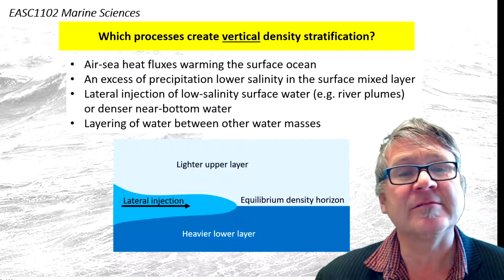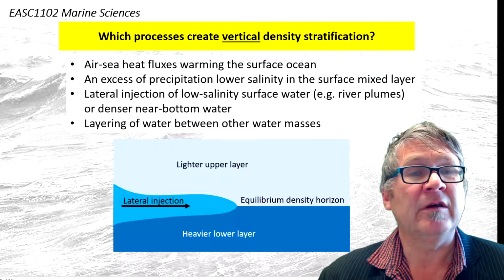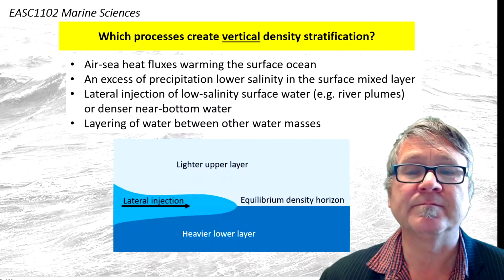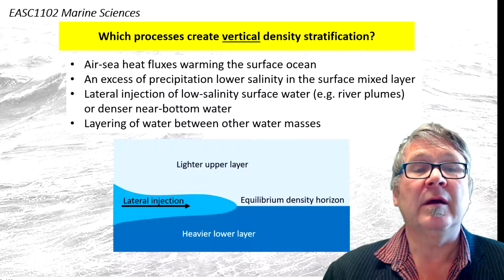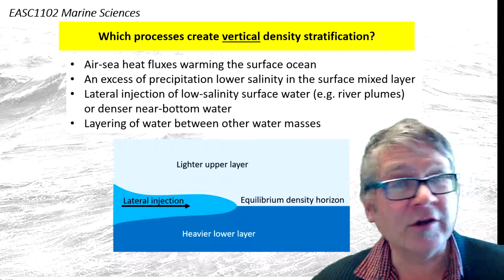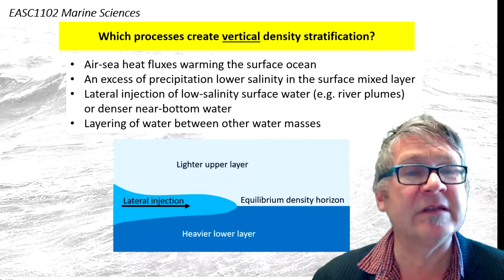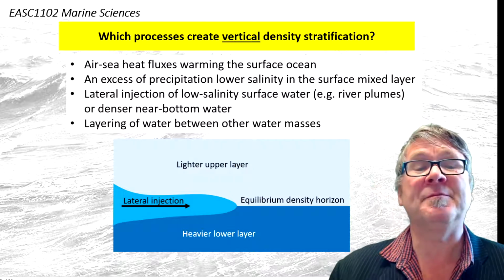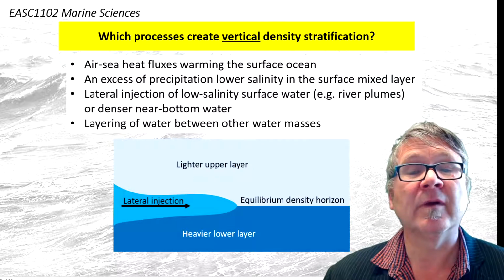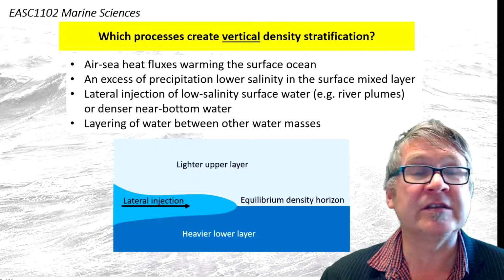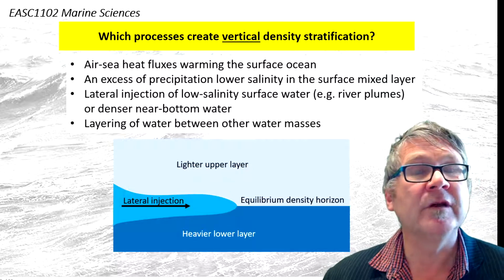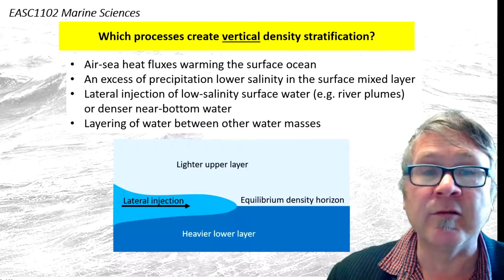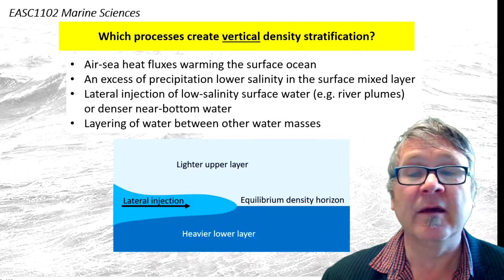Like in air heat flux. Yeah, you have a positive heat flux that heats up the surface layer. Okay? In addition to that, or alternatively, you can also just have a process that lowers the salinity. Okay, an excess of precipitation can change it, or you have continental runoff, river plumes. Okay, the continental runoff of low salinity water.